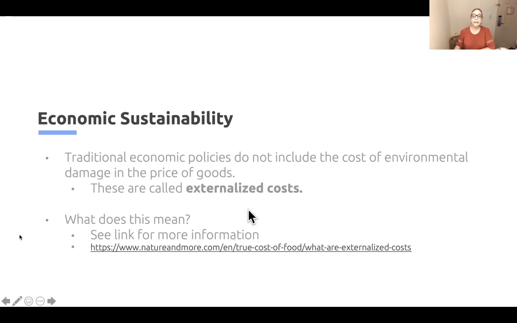So I put a link on this page. I urge you to go to this page when you're reviewing the PowerPoint. This page talks about externalized costs. It gives you really good examples and breaks down the concept for you.